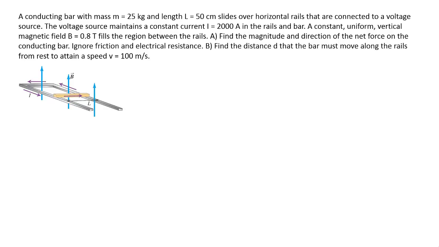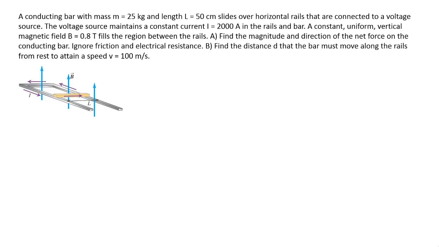In part A of the problem, you are asked to find the magnitude and direction of the net force on the conducting bar. Ignore friction and electrical resistance. In part B, you need to find the distance d that the bar must move along the rails from rest to attain a speed of 100 meters per second.